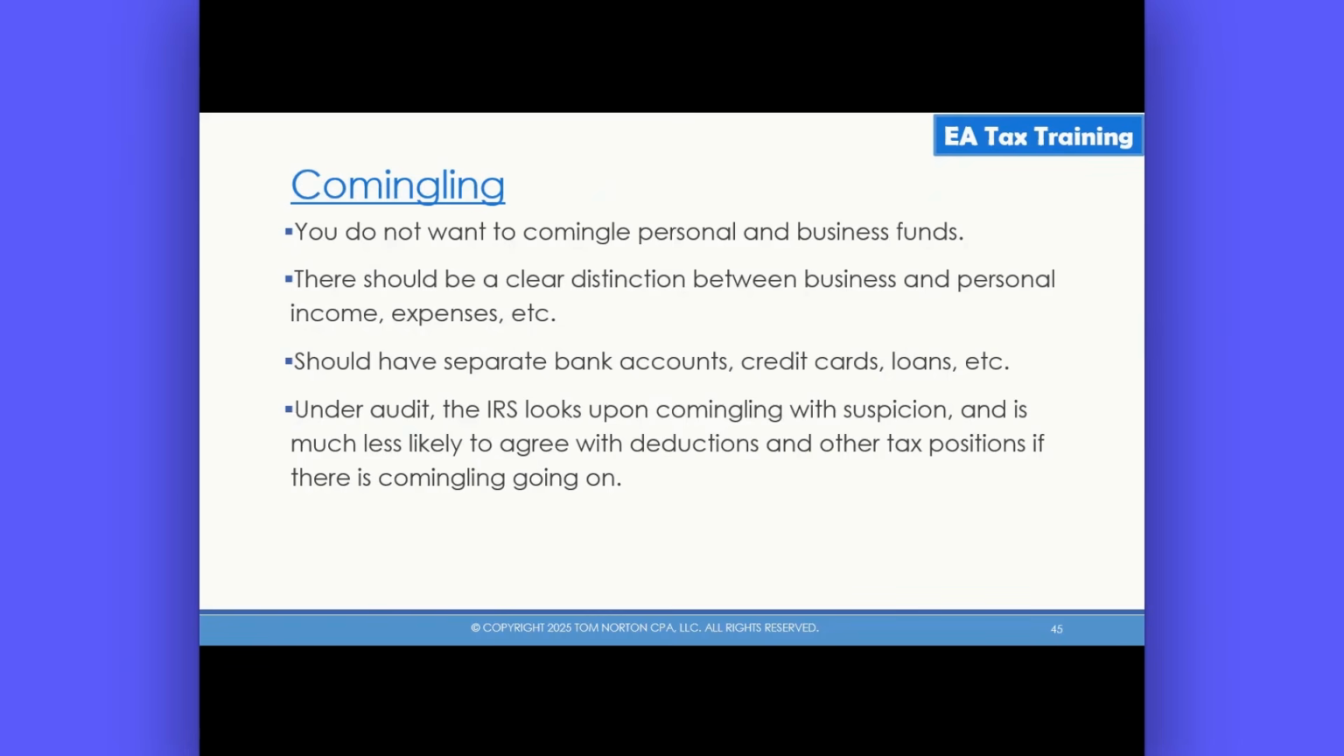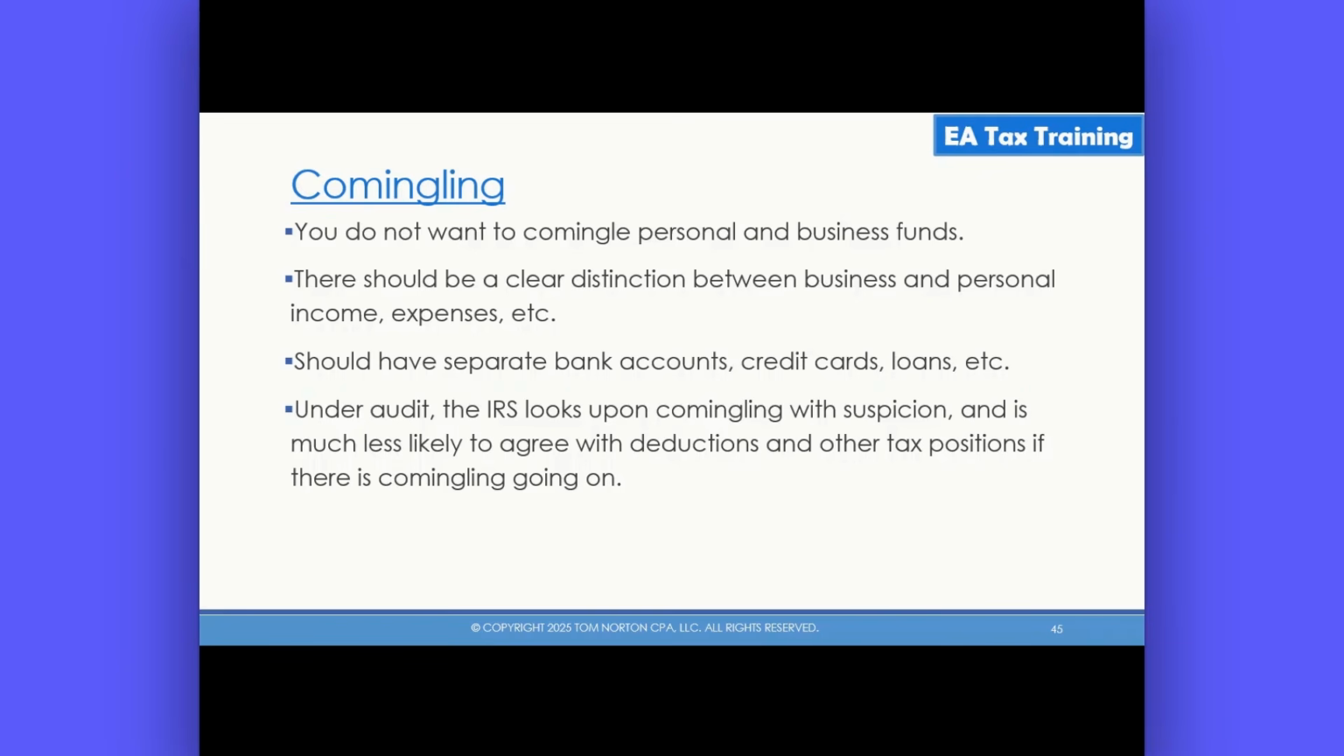Commingling. You do not want to commingle personal and business funds. There should be a clear distinction between business and personal income, expenses, etc. I will tell you from experience, many small business owners are not very good at this. They've got credit cards that they're using for both personal and business expenses. They've got bank accounts they're using for both personal and business expenses. It happens all the time. That does not make it right, and that does not make it a good thing.